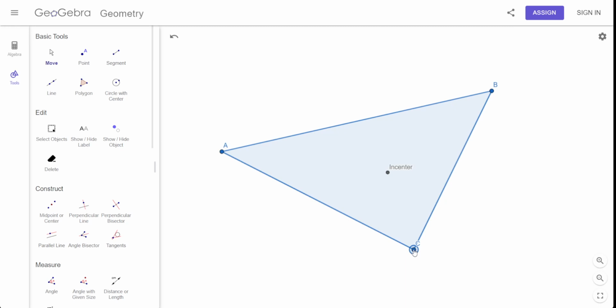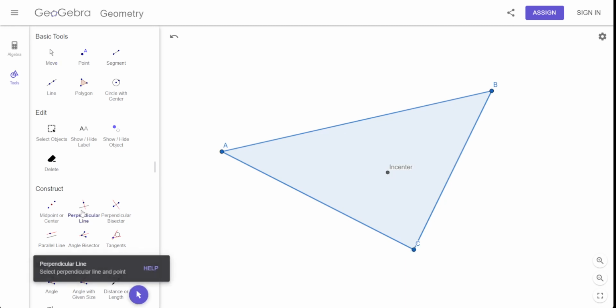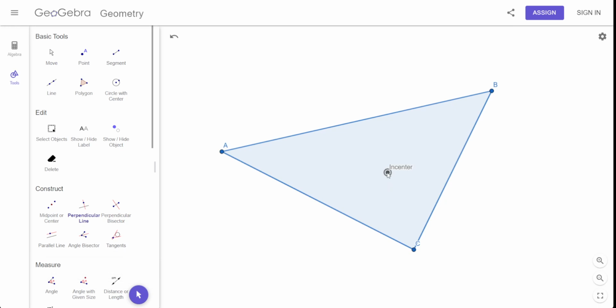But what's true about the incenter? Okay, let me do this. I'm going to draw a perpendicular line from the incenter to each of these three sides. All right, you with me on that? I'll show you why I'm going to do that in a second. So let's go just perpendicular line. I'm going to go from here to here. There's my perpendicular line.